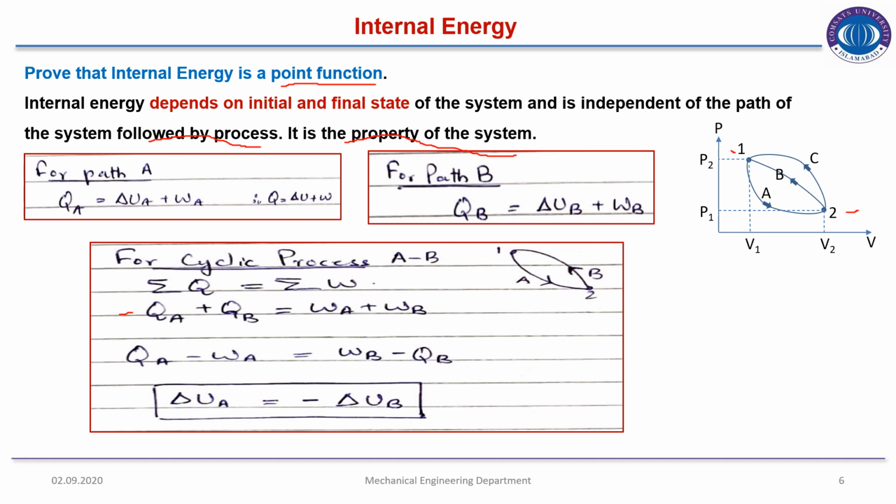So WA will go to the left hand side and QB to the right hand side. So it becomes QA minus WA is equal to QB minus WB. So del UA is equal to minus del UB. So the change in internal energy for process A is equal to the negative change of internal energy for process B. As it's a cyclic process, the internal energy will be equal.